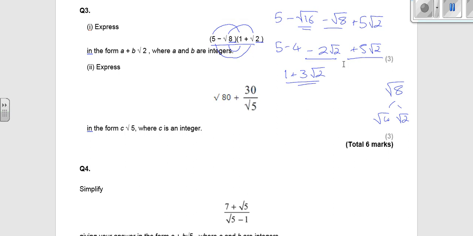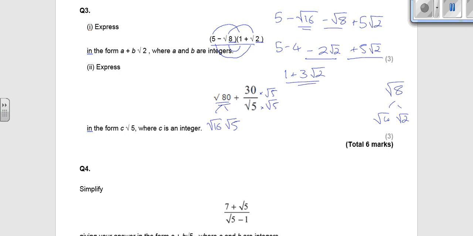Next, we've got to simplify this thing here. So root 80, we've got to simplify that. So that's going to be root 16 root 5. We've just got to find two numbers that multiply together to make 80, and we can do the square root of one of them. And then with the 30 over root 5, we need to rationalise this, because we've got a surd on the bottom, so we times top and bottom by root 5.